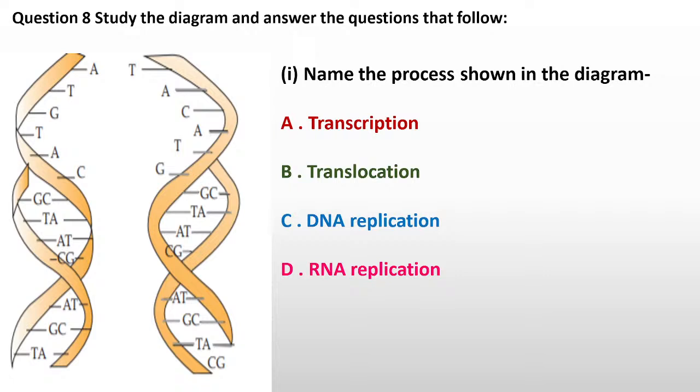And the correct answer for this question is C. This diagram shows the process of DNA replication. You know the DNA is a double helical structure. You can see the DNA molecule is broken at one end and the two strands are separated and are being copied. So this process is nothing but formation of two DNA molecules from a single one. That is nothing but DNA replication, also called DNA duplication.